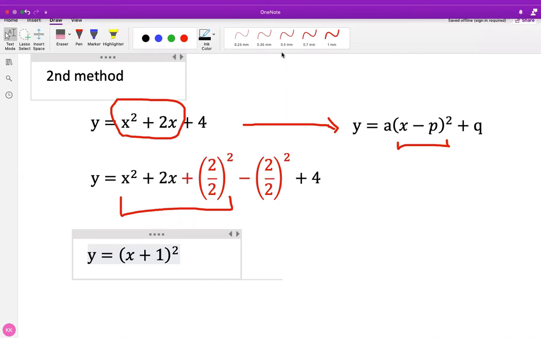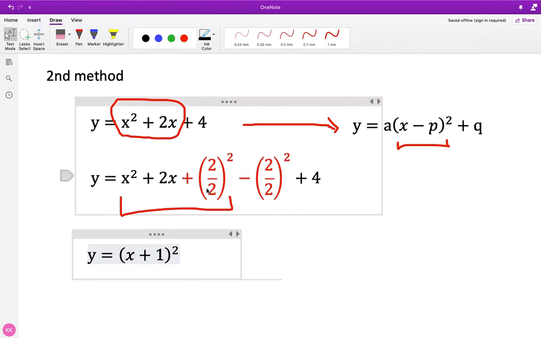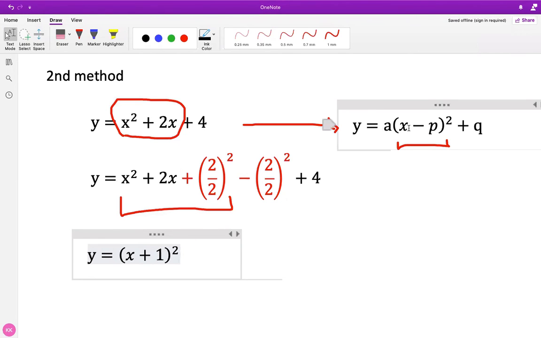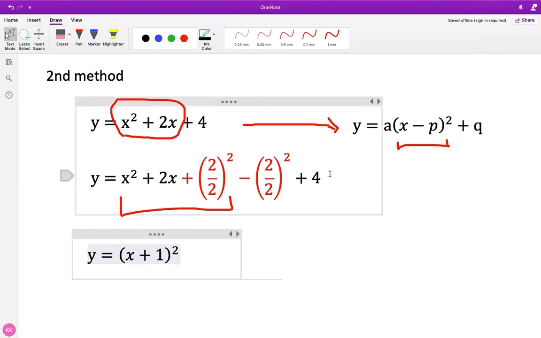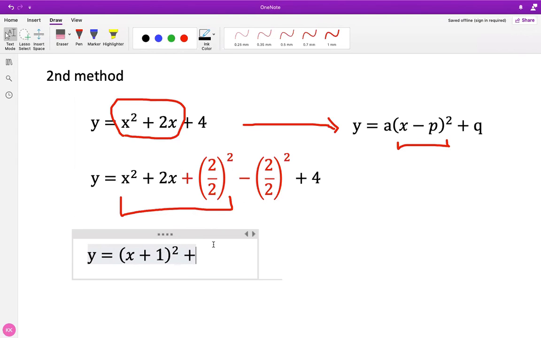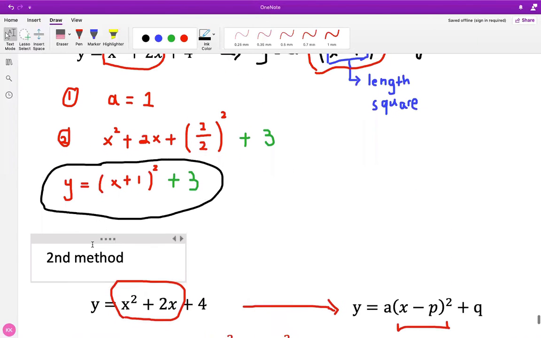Because the b value equals 1, I know that the p value must be negative 1, so the x coordinate of the vertex is negative 1. And I just write this as (x plus 1) squared. Next, I want to figure out the q value. The q value is negative 1 plus 4, so 4 minus 1 gives us 3. So we have the vertex form equation y equals (x plus 1) squared plus 3. And it's the same as the first one.